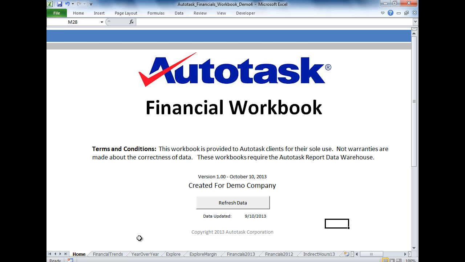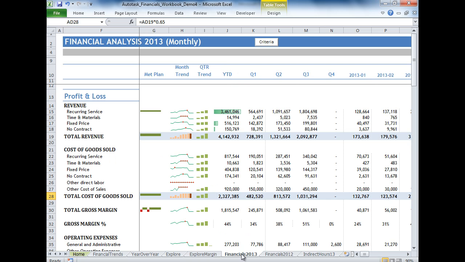The financial workbook is much like our other workbooks in that all the information is contained in one workbook. The information here is focused on revenue and costs and the associated operating expenses associated with labor. I'll start out with the data set.